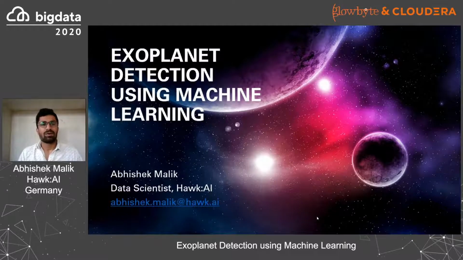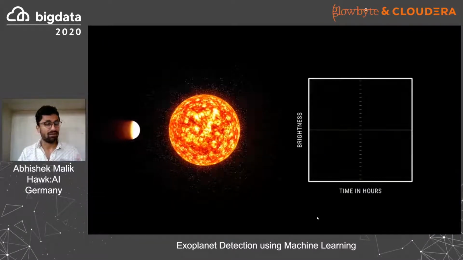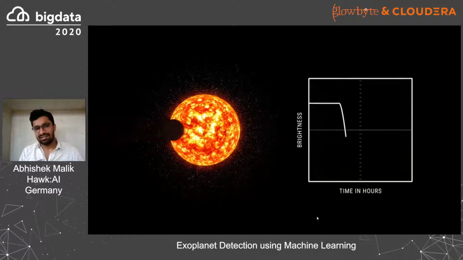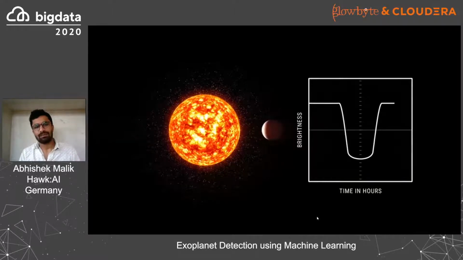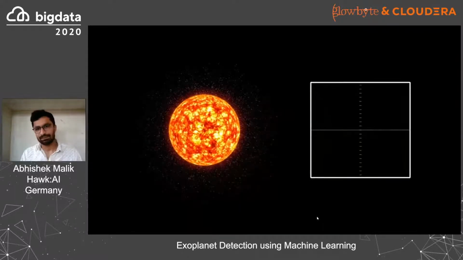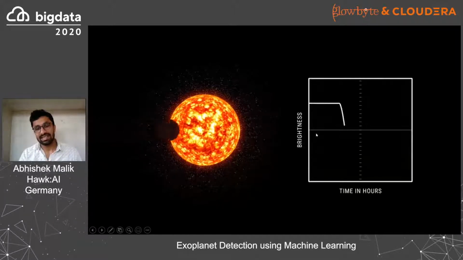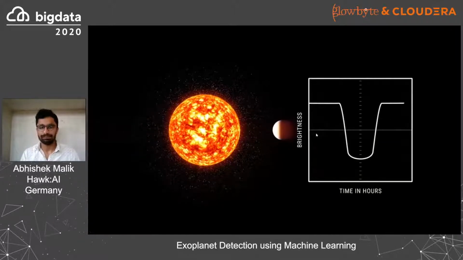So today we are going to talk about exoplanet detection using machine learning. And let me give you an idea of how we actually find planets. If you have a star system and there's a planet present, when the planet revolves around the star, it might block some of the brightness of the star. And then we will see something like this on the right hand side. We'll see a dip in the brightness of the star.